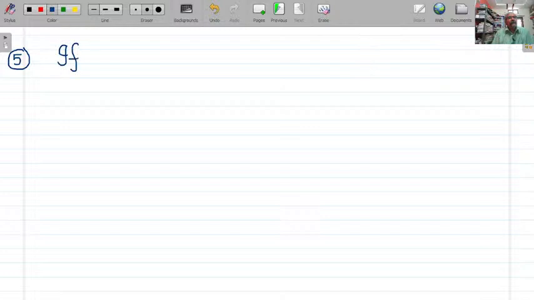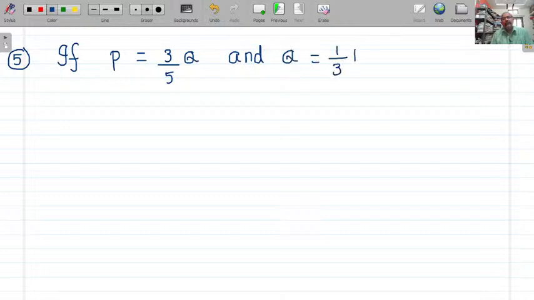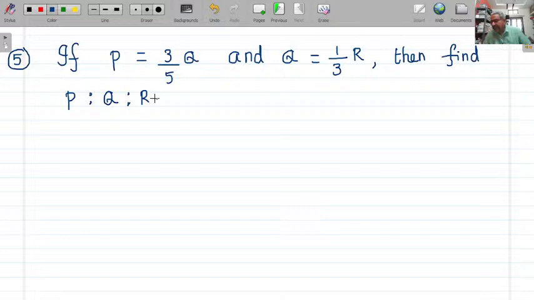If P equals to 3 by 5 of Q, and Q equals to 1 by 3 of R, then find P is to Q is to R. Okay, can you find out? You try this question.